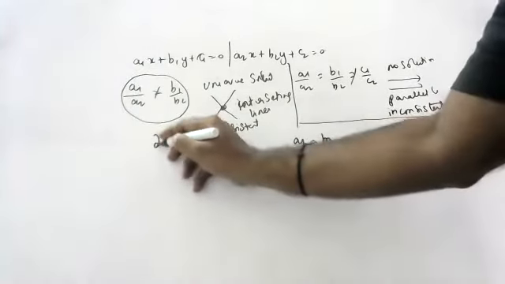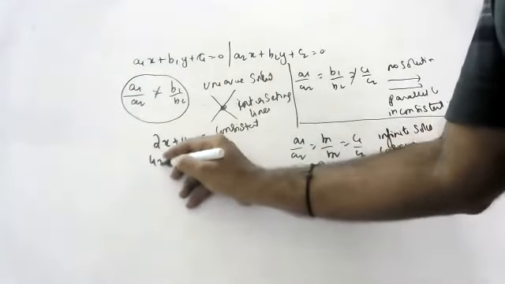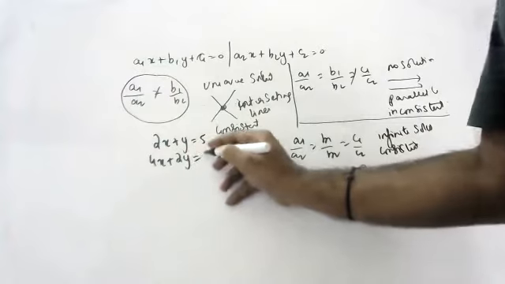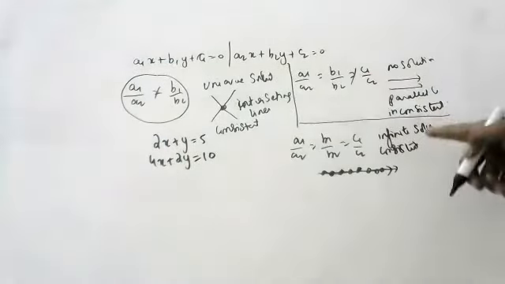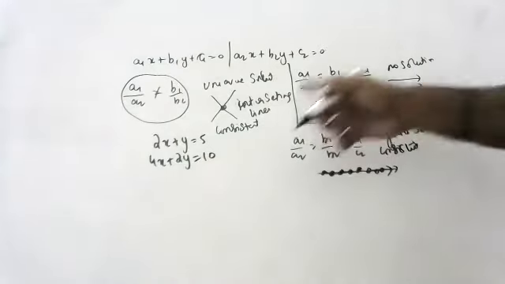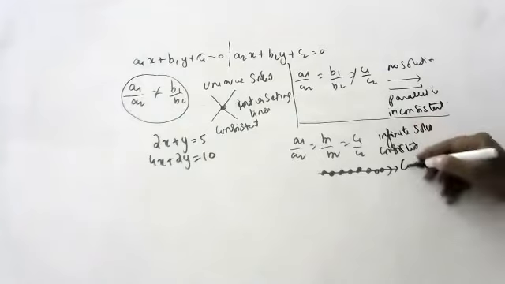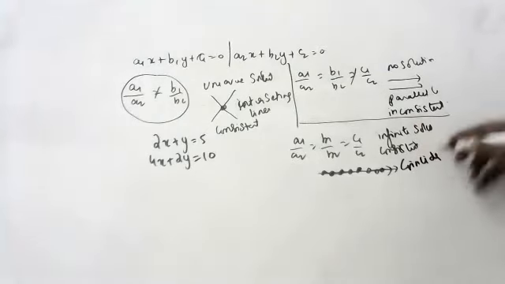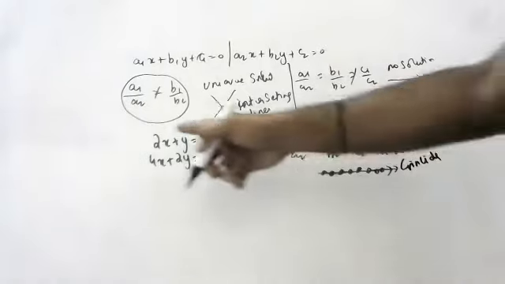Suppose 2x plus y is equal to 5 and 4x plus 2y is equal to 10. What type of solution is this? Is it unique, or no solution, or infinite solutions? Intersecting, parallel and coinciding lines are like this. They ask you consistent and inconsistent. Consistent means you will get an answer. Inconsistent means no answer.